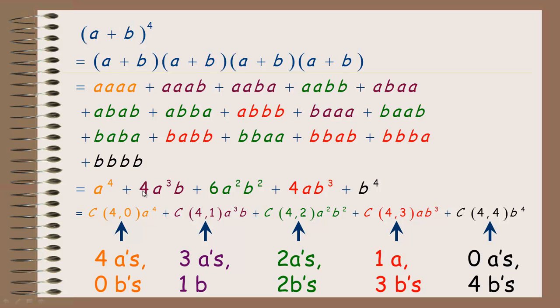So that's why there's a 4a cubed b, because of course a times a times a is a cubed. Now, we could keep on going through. There's actually 6 ways to get 2 a's and 2 b's multiplied. And then 4 ways to get 1 a and 3 b's, just like there were 4 ways to get a cubed b. And there's only 1 way to get b to the 4th.